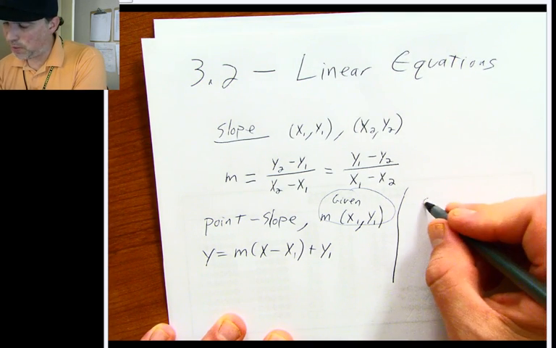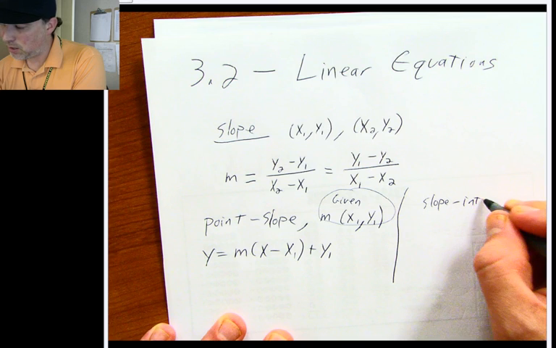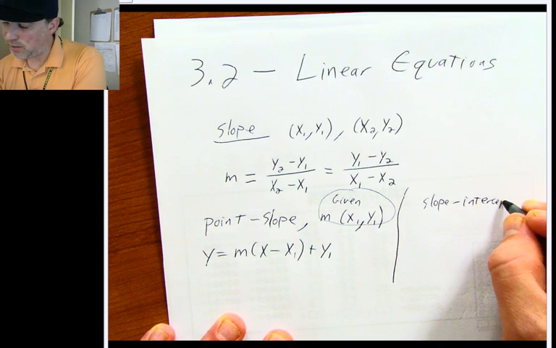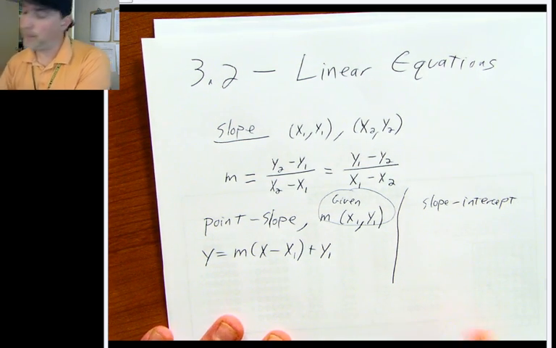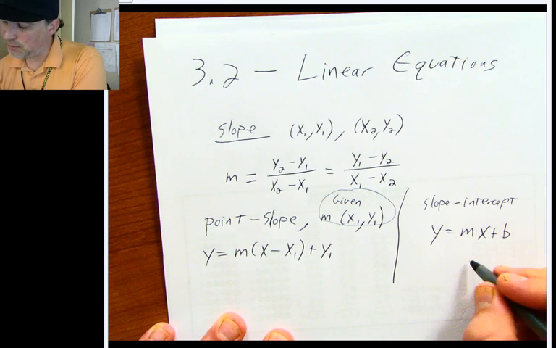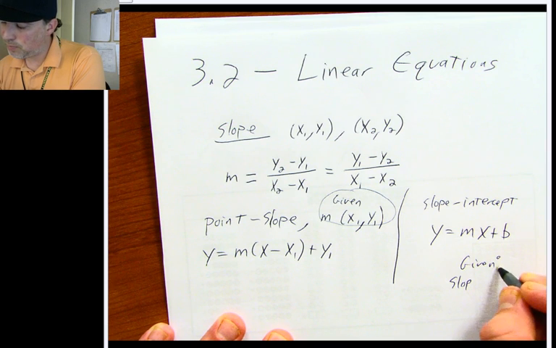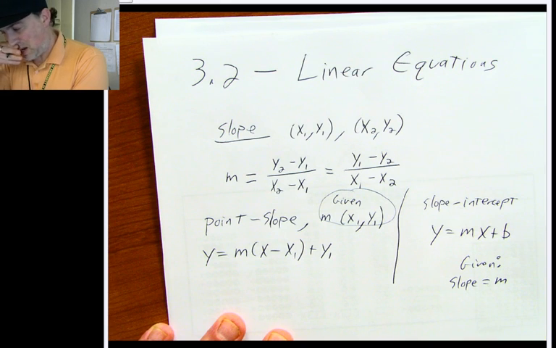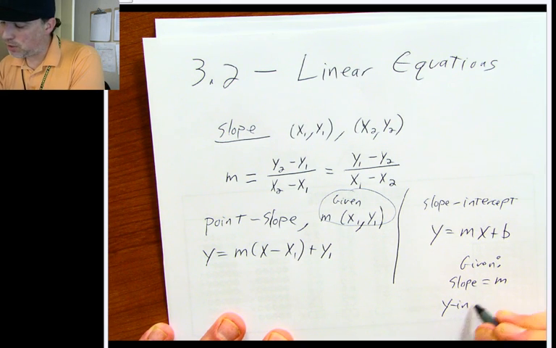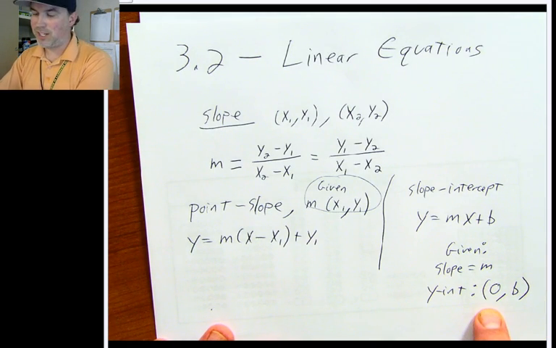That's point slope, and then there's slope intercept, or some people just call it intercept. Some people call it y-intercept form. It's all kind of the same thing. That's y equals mx plus b. And for this one, you need to be given the slope, which is equal to m. But then you also need to know the y-intercept, and the y-intercept is (0, b). It is whatever the y-coordinate is when the x-coordinate is 0.